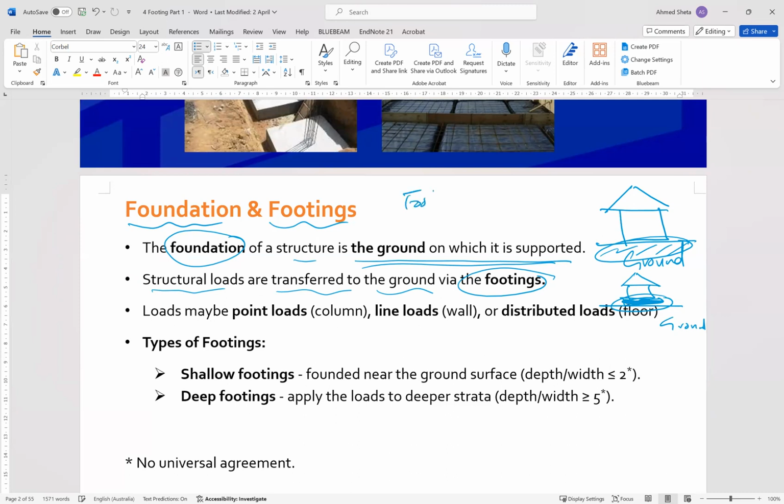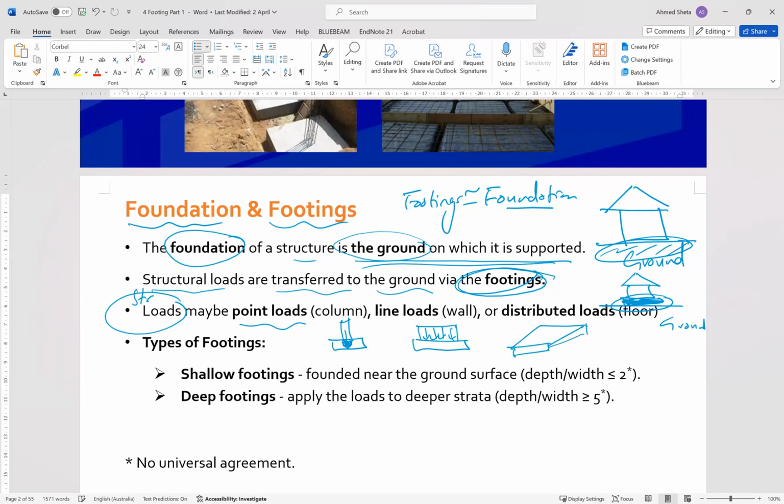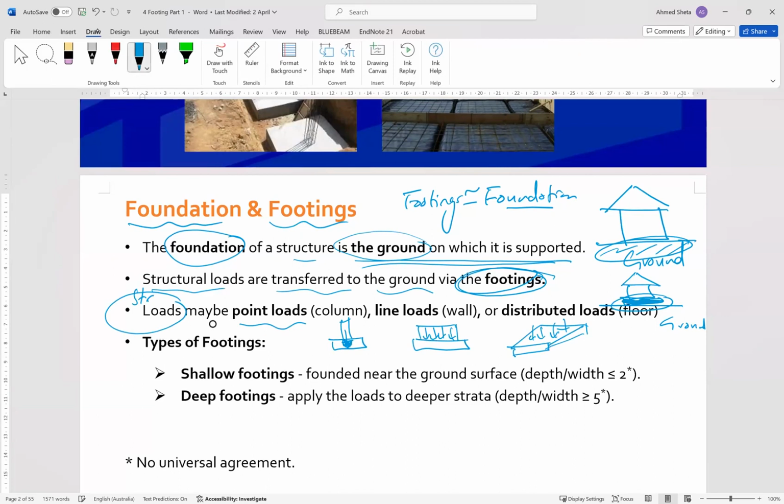So in some cases or in some countries, footing has a very close meaning to foundation. But here, foundation is considered the ground and footing is considered the structure system that transfers the load to the ground. Okay, the structure loads we might have are point loads in columns, for example. So point load, and we might have line load from a wall or something, and we might have distributed load from a floor. Okay, the types of footing we have.